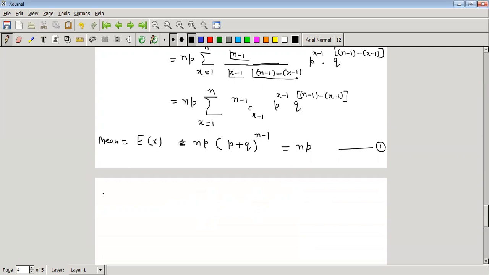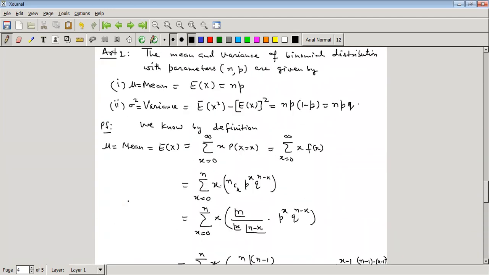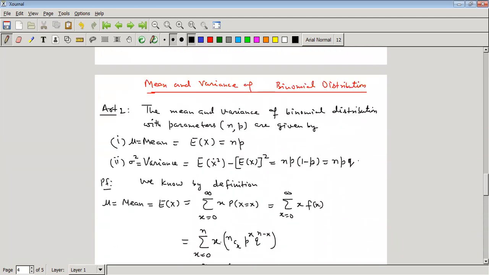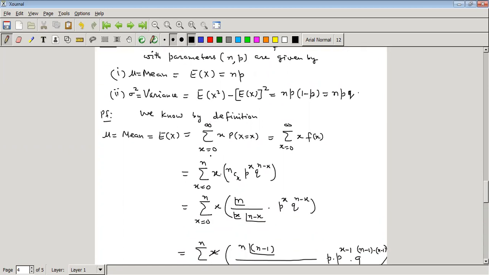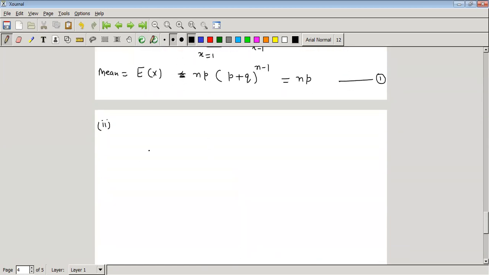Okay. Now second, we have to find variance. And for variance, first we have to calculate expectation of x square, because expectation of x we have already calculated. Now we have to only find out expectation of x square. So first we find expectation of x square.